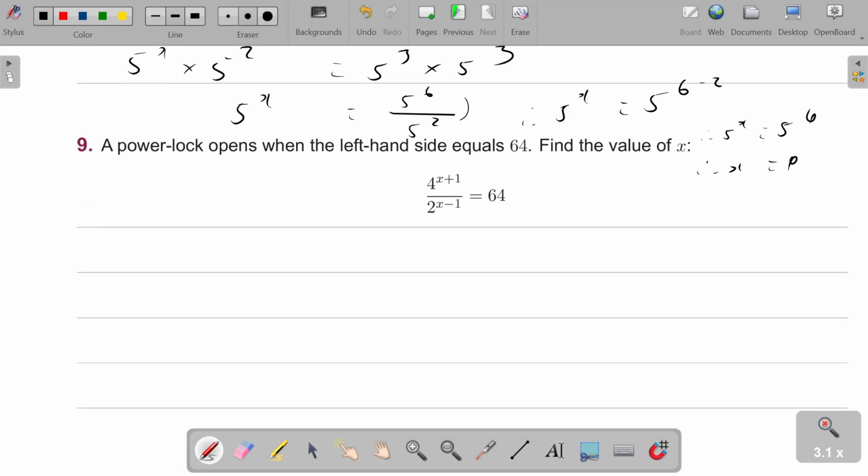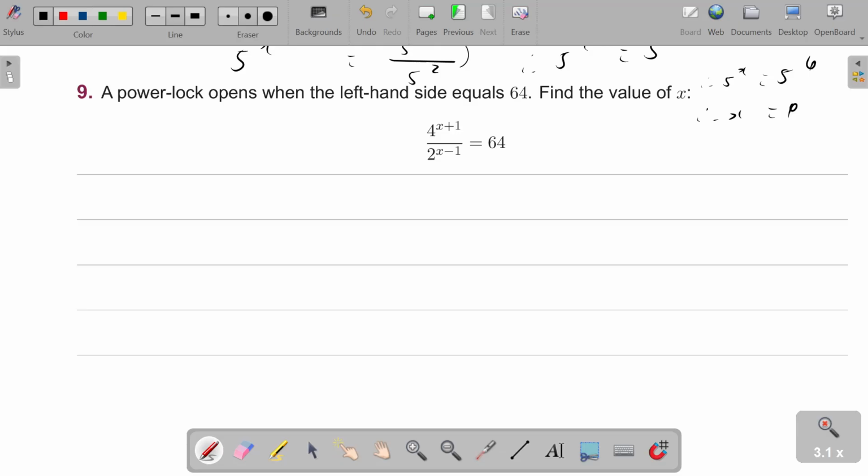So cool, then we'll look at the next problem. A power lock opens when the left-hand side equals 64, and we're asked to find the value of x. This one's a bit more tricky, but again, nothing that we can't handle. Always write things as a product of their prime factors. This is 4, but I know it as 2 squared, which I can raise to the power of x plus 1, and then divide all of that by 2 to the power of x minus 1, and that'll be equal to 64, which is just 2 to the power of 6.